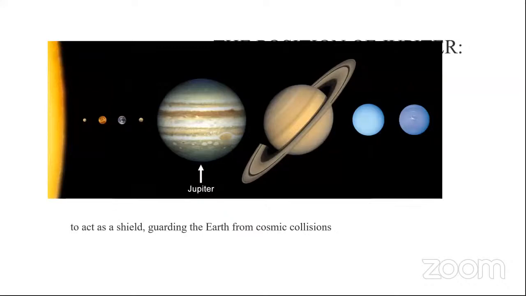This is another one: the position of Jupiter. You see Jupiter there. It takes a supermassive planet like Jupiter to act like a shield, guarding the Earth from cosmic collisions. We don't want a comet colliding with Earth every week, right? That's why there are more than 100 examples of such fine tuning.